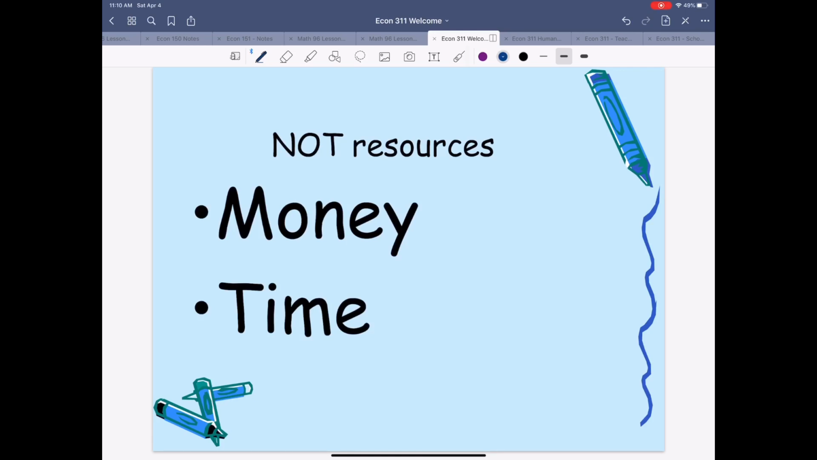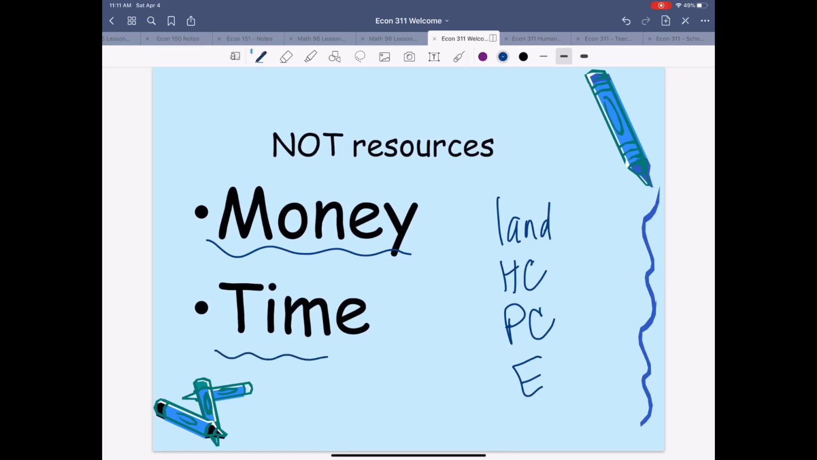But for our purposes, we're going to categorize your resources only as our four: land, human capital, physical capital, and entrepreneurship. Money is not one of those resources. If you look at that table I was talking about, you're not going to find any money in the table. Certainly, money was a useful device for moving the resources around, but we're talking only about what goes into producing goods and services.